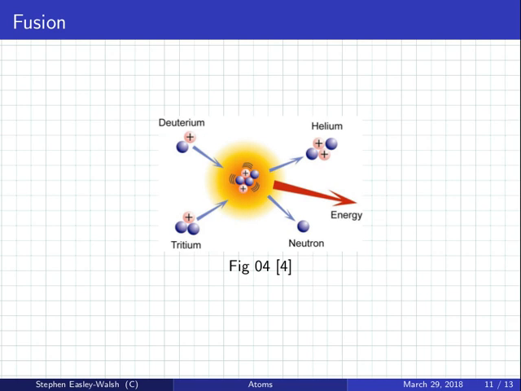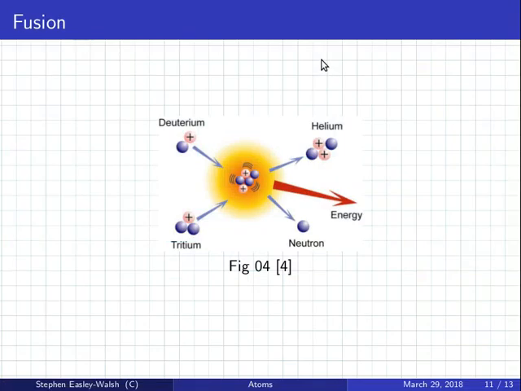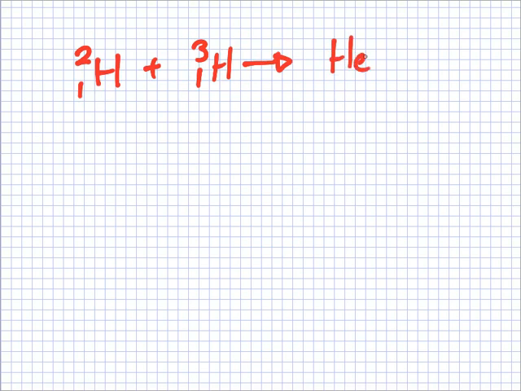Let's actually write the equation down. So you've got H2 as an example. How many protons in H2? 1. Plus H3. And that becomes helium, your alpha particle, plus a neutron, plus some energy.